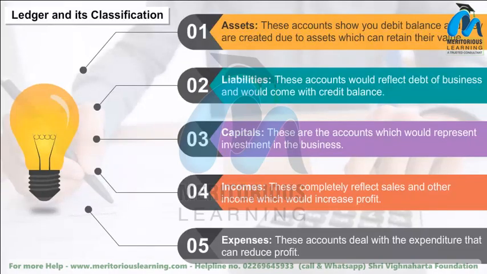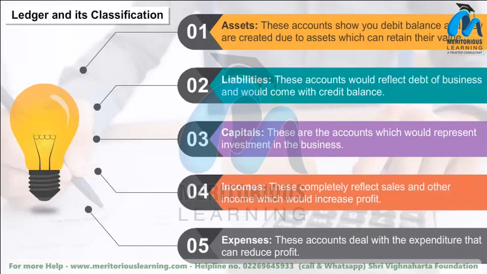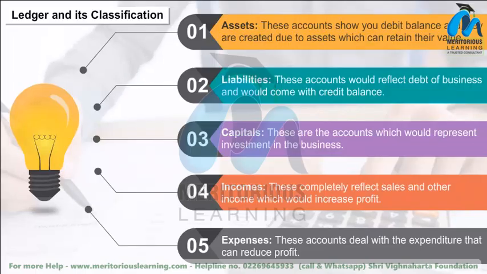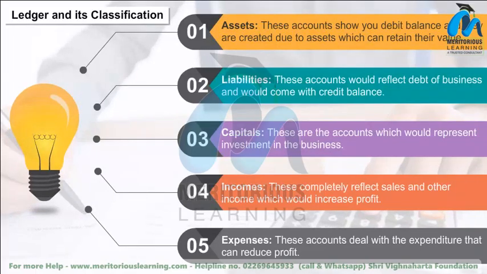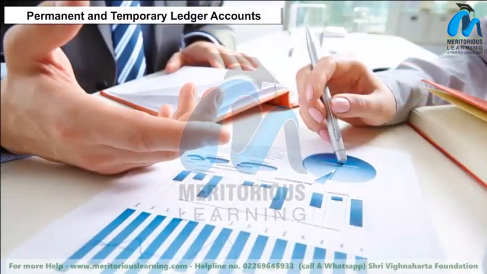5. Expenses. These accounts deal with expenditure that can reduce profit. They show a debit balance and are debited to the profit and loss account. Permanent and temporary ledger accounts.